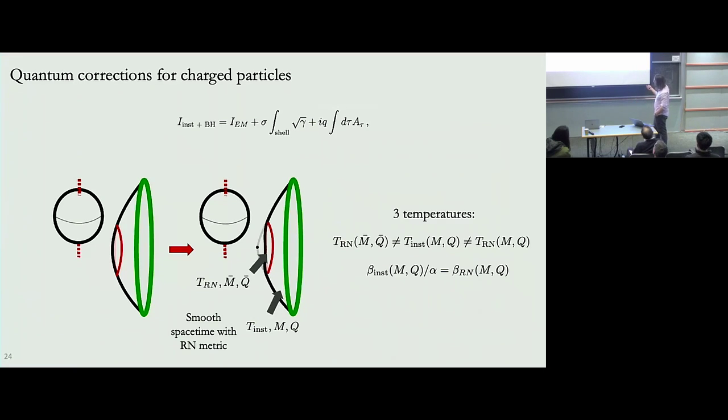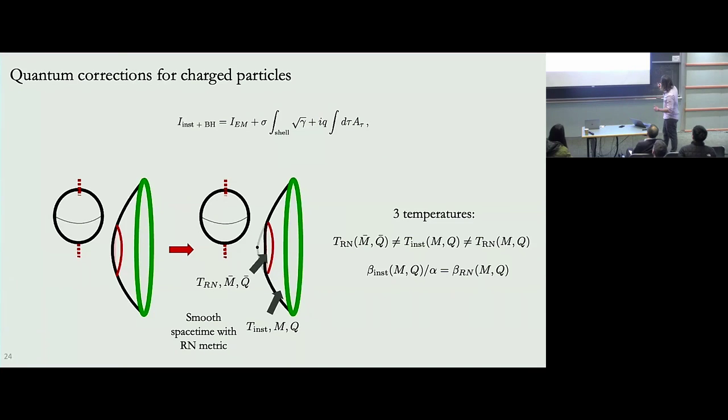So to describe this metric, it's useful to have in mind 3 temperatures. There's the temperature of the thermal circle on the outside. That's given in terms of the mass m and q of your black hole. There's the temperature of a Reissner-Nordström black hole on the inside. This is the temperature after the instanton is emitted. That's given in terms of the new mass of the black hole and its new charge.